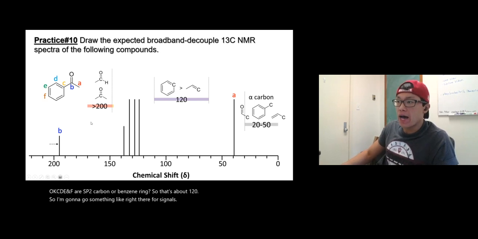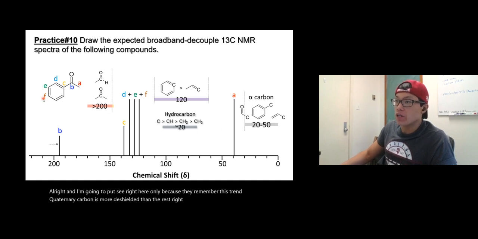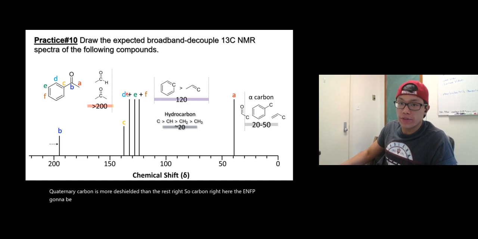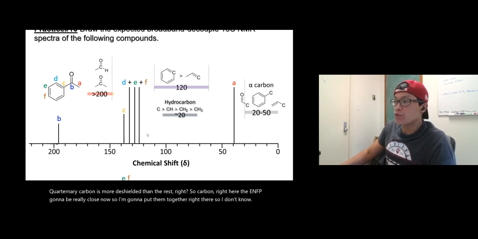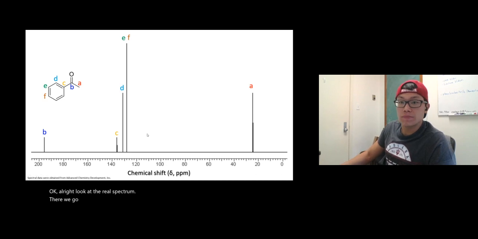I'm going to put C right here, because if you remember the trend, a quaternary carbon is more deshielded than the rest. Carbons D, E, and F are going to be really close, so we're going to put them together right there. Now look at the real spectrum. There we go. Yeah, pretty close.